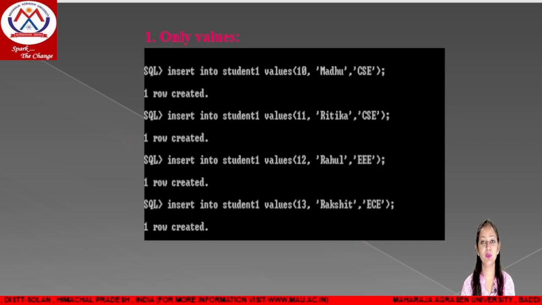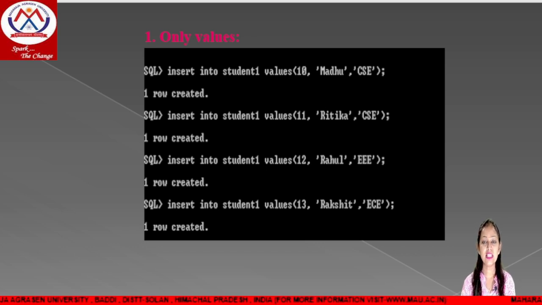So what would be the syntax? Insert into student1. Student1 again is the name of the table, then values is the keyword, followed by a parenthesis, and then one by one we need to enter the values separated by commas, like roll number 10, comma, and then name is Madhu, comma, and then branch is CSC, and then parenthesis closed followed by your semicolon.